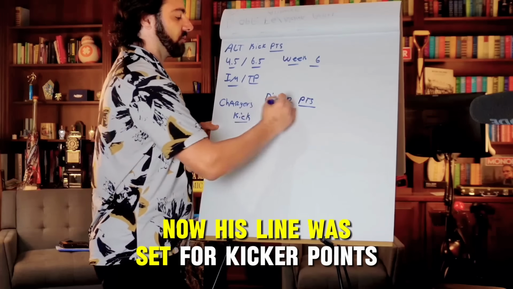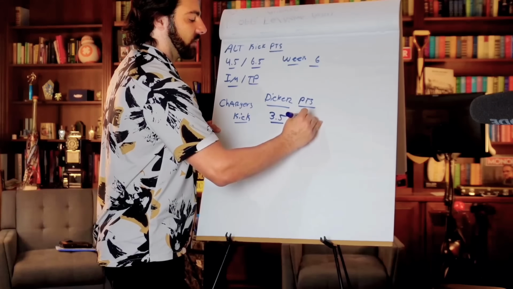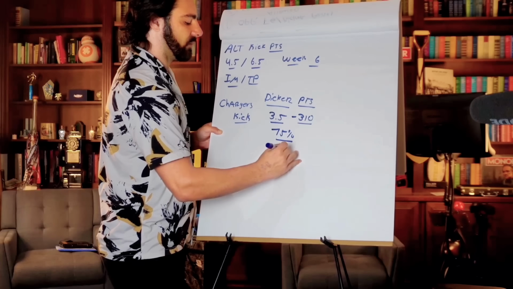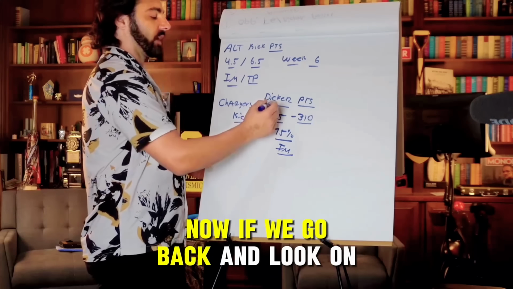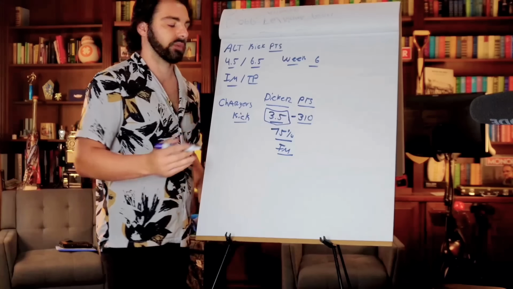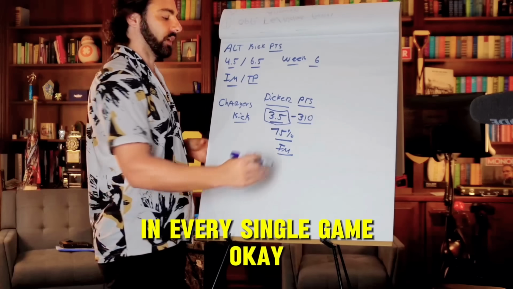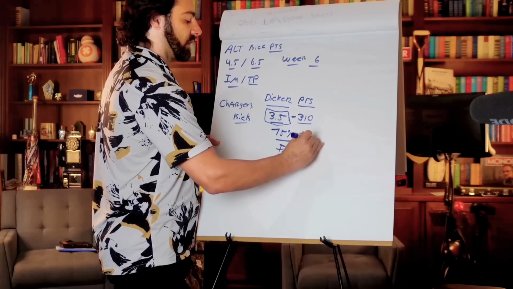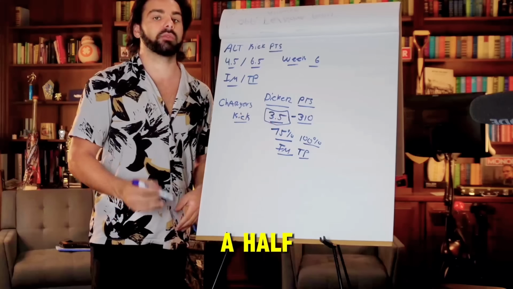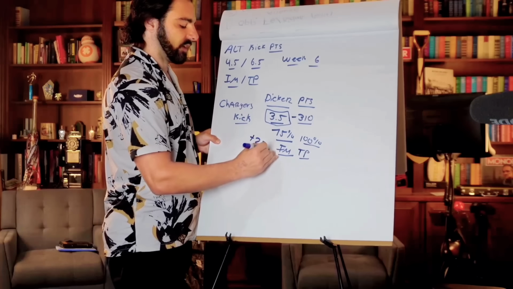Now his line was set for kicker points at 3.5. The odds for that were minus 310. That gave him a 75% implied probability. Now if we go back and look at this season, how many times did Dicker surpass 3.5 points? You're able to see that he did it in every single game. So his true probability is actually 100%, because he has yet to have a game where he did not go over 3.5 total points by a kicker. That gave us a plus 25% edge.